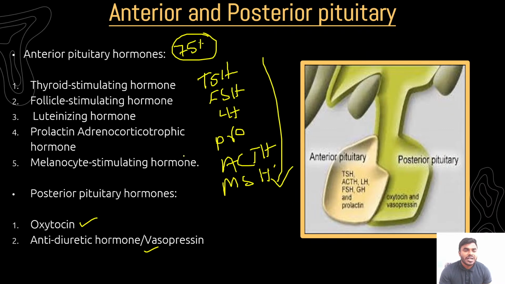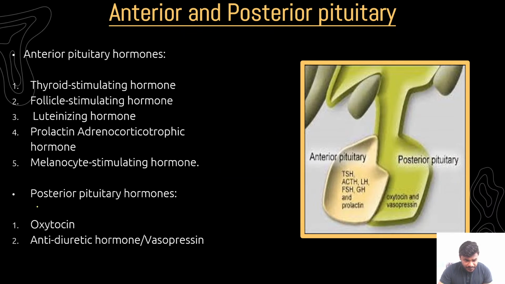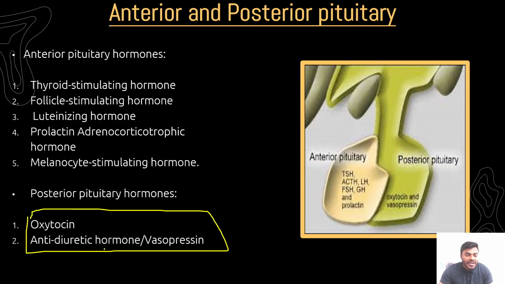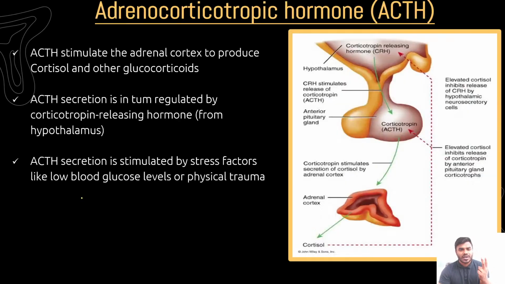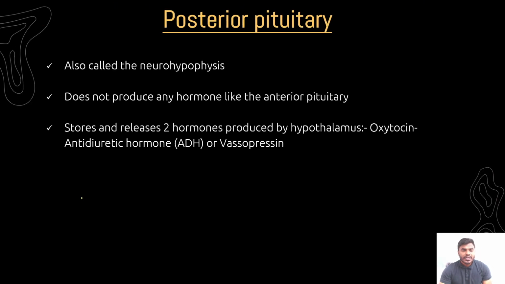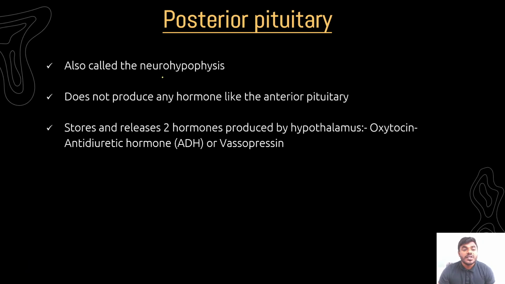Anyway, I'm going to summarize all the functions very briefly and elaboratively. Just pay attention. Posterior pituitary hormones: oxytocin and antidiuretic hormone, or vasopressin. Let's talk about the posterior pituitary first, because there are only two hormones there. So friends, what did I tell all of you? The posterior pituitary we can also call the neurohypophysis. And what did I tell you? It occupies only 25% of the pituitary gland.